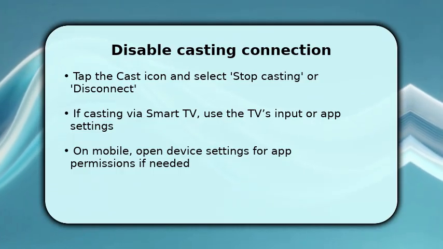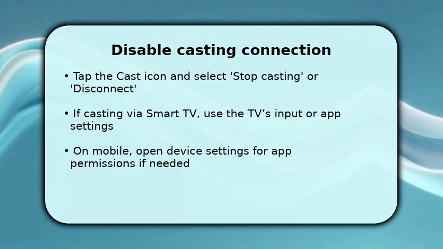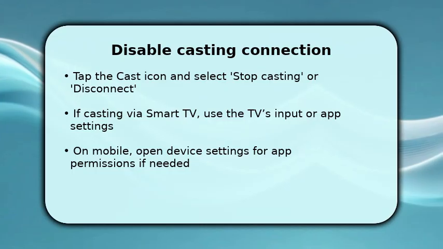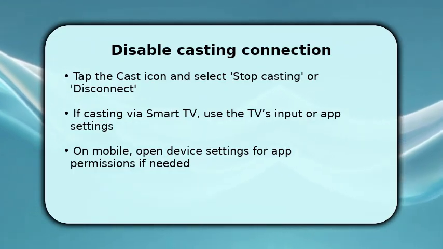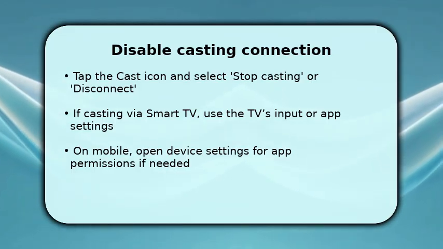If a smart TV keeps reconnecting, switch inputs or open the TV's YouTube app and select its settings to disable casting or sign out. Make sure to also check the mobile app's permissions. In Settings apps, YouTube, disable local network or nearby device access if available, since that prevents automatic discovery and future casts.